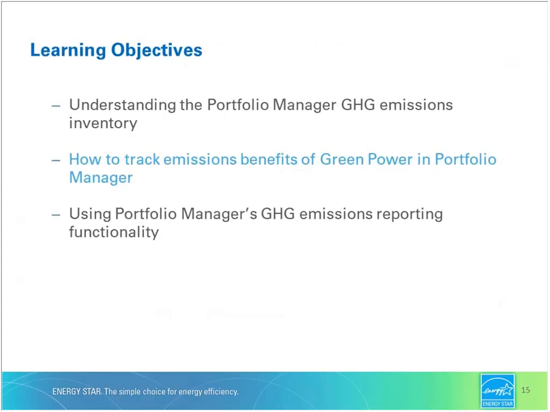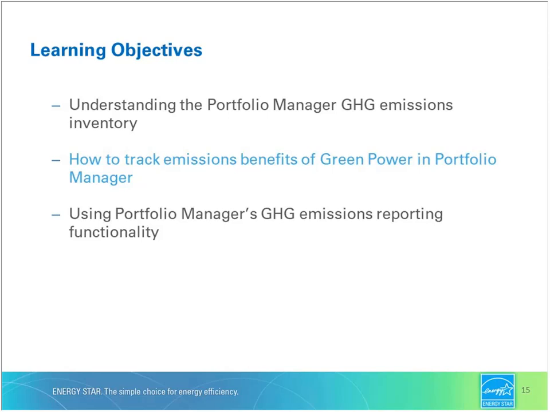All right, so we've gone through the first step, which is to talk generally about how Portfolio Manager addresses greenhouse gas emissions. Again, it's looking at direct emissions and indirect emissions. And for indirect emissions, it's using a location-based approach for electricity, where the emissions rate applied to your building's electricity consumption will be based on the subregion in which your building is located.